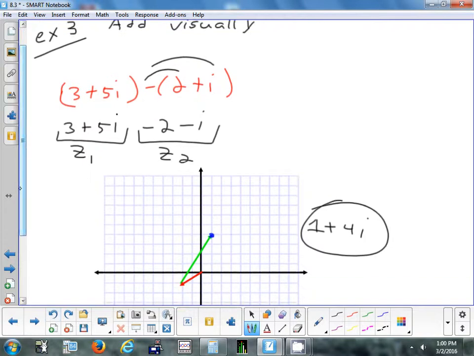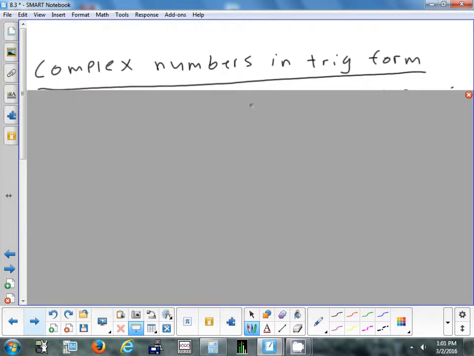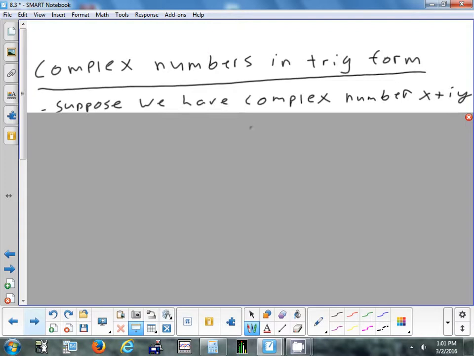Okay, so any questions on this? All right. So now from this point until we finish our lesson tomorrow, we're going to be talking about complex numbers in trig form. The whole advantage to trig form is it provides a fast way to multiply, divide, raise to a power, and take a root. That's what we use it for.